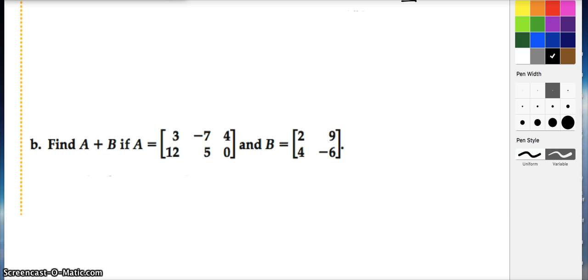But wait, look at that. The situation is such that the two matrices have different sizes. Their dimensions are not exactly the same, so addition is not possible. Just for the sake of it, let's remind ourselves what the dimensions of this matrix are. Remember, it's row by column. So we've got 2 rows and 3 columns, so this is a 2 by 3 matrix, where this one is a 2 row by 2 column matrix, and so we can't deal with that.